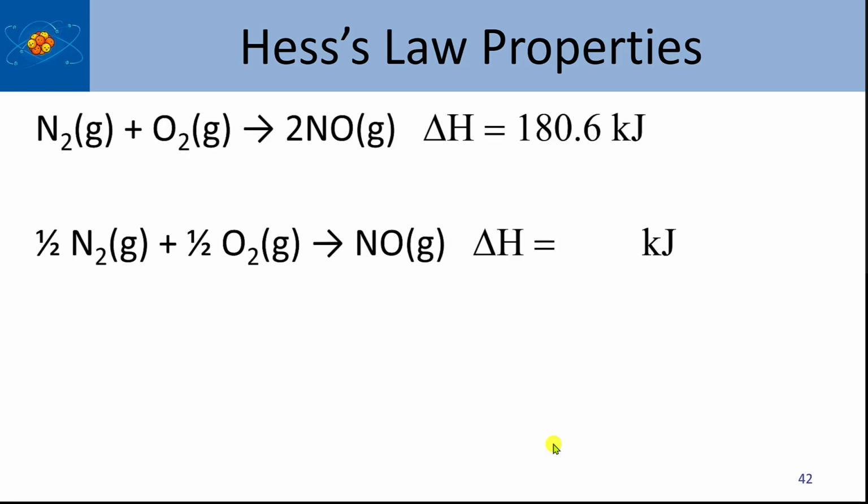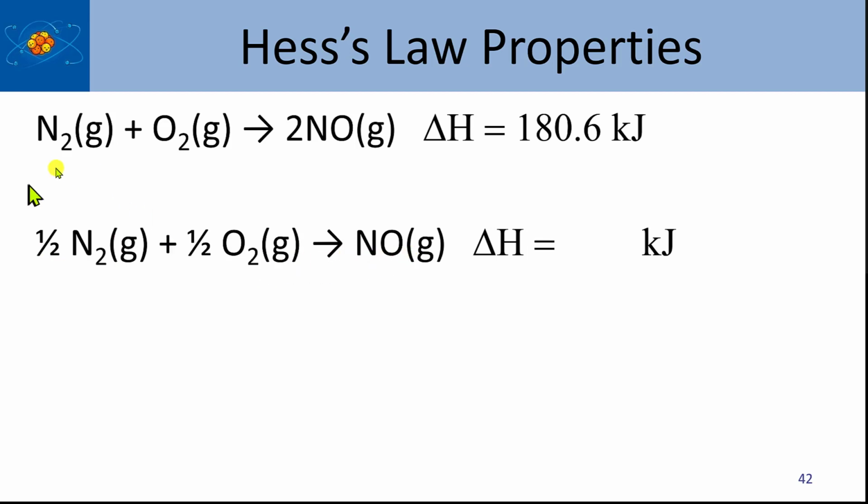Okay, so one other thing about properties of equations. Again, the enthalpy is an extensive property, so it depends on the amount of material that you have in the reaction. So notice that I have this first reaction here. It's N2 plus O2 makes 2NO, and enthalpy for that reaction is 180 kilojoules per mole. What happens when I multiply the whole reaction by a half, right? What do you expect to happen?